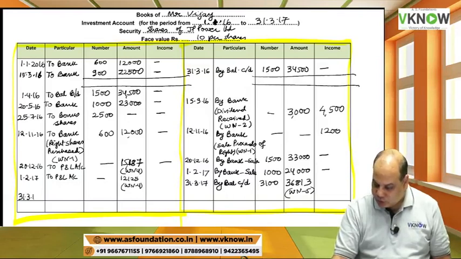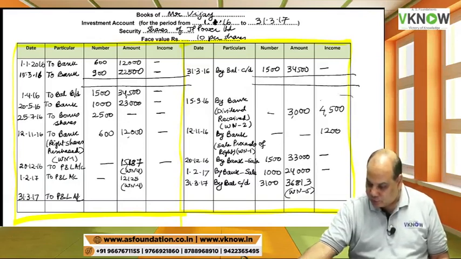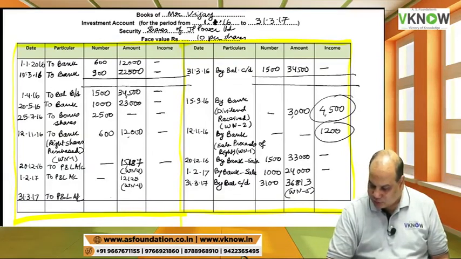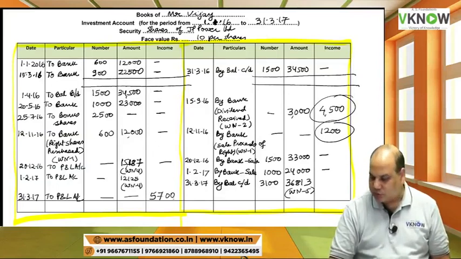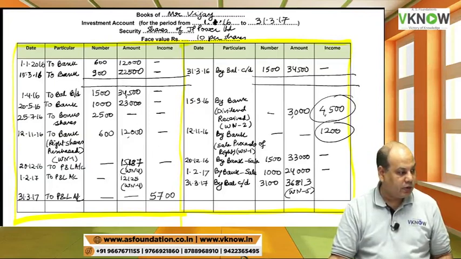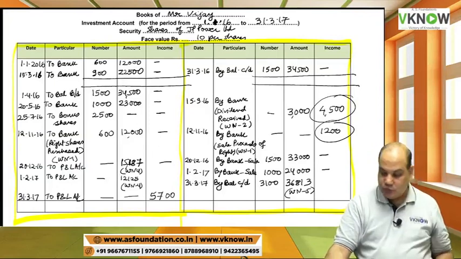How will you close the income column? By writing to P&L account 4500 plus 1200, that is 5700. This answer is over.